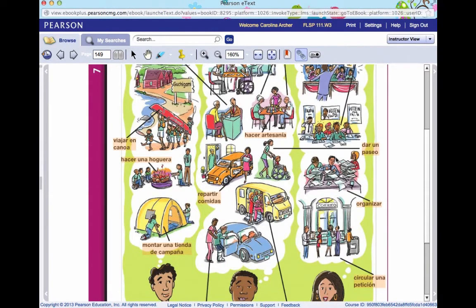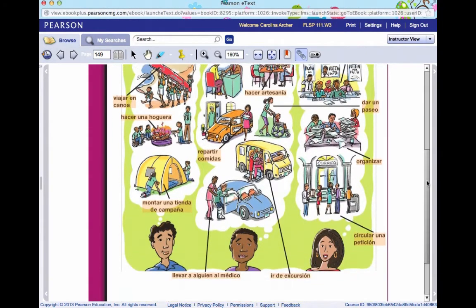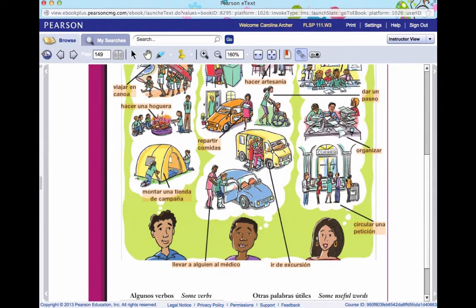Organizar, to organize, which is what I need to do. Circular una petición, to distribute. Circular means to circulate, but in this case would be to distribute a petition. And repartir also means to distribute, okay? Repartir comidas. Okay, we have here in Abilene, for example, a service called Meals on Wheels, so that would be something that would refer to repartir comidas.